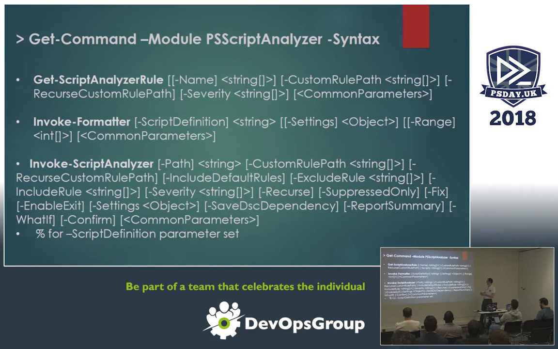Recurse is if you have a path and you want to traverse through all subdirectories looking for PowerShell files. It looks for PS1 files, PSD1 files.